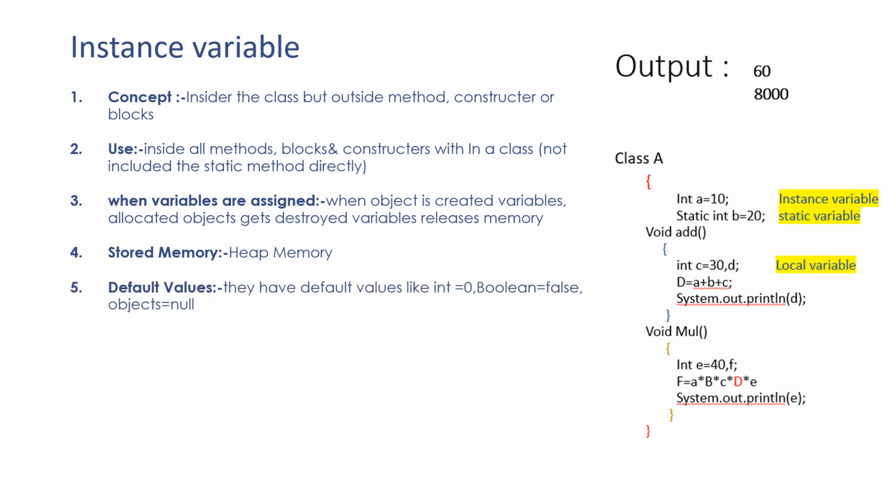Default values: int is equal to 0, boolean is equal to false, and objects are equal to null. If you see local variables, they don't have any default values. If you see an instance variable, it has a default value. If no value is given, int is taken as 0, boolean as false, and object as null.